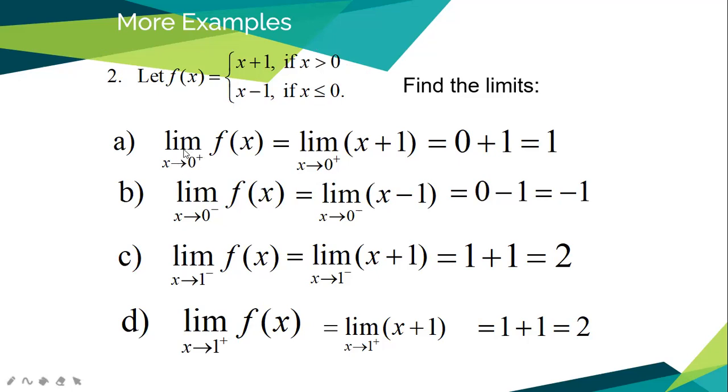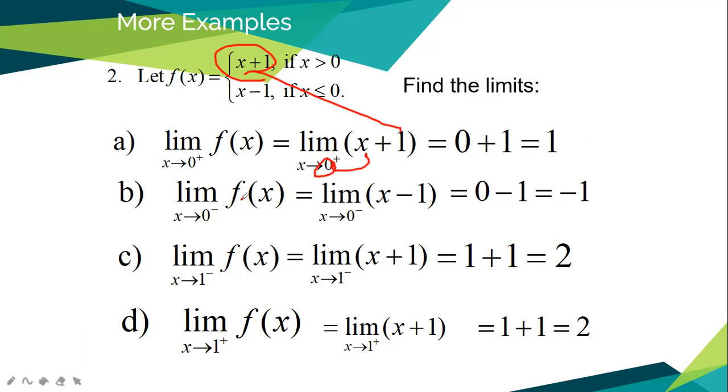Looking at it, what we are looking for is the limit of f of x as x approaches 0, the right-hand limit, since the sign is positive. It is a right-hand limit, approaching from the right. So we analyze the condition: first, x plus 1 if x is greater than 0. Meaning this is the one we use, since x is greater than 0. We substitute 0 directly for the value of x. Then we have 0 plus 1, which is 1.